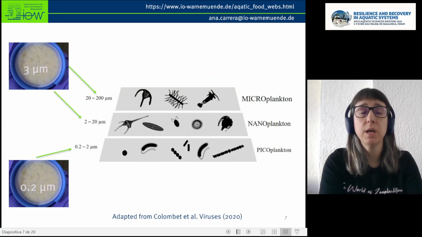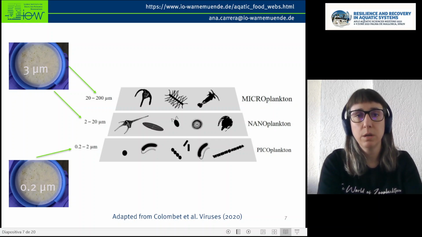So we separated our seston, our suspended particles, into two size fractions using 3 microns as the threshold, for having the phytoplankton and free living microbial community in the small size fraction, and then a mixture of nanoplankton, microplankton, and particle attached microbes in the large size fraction.